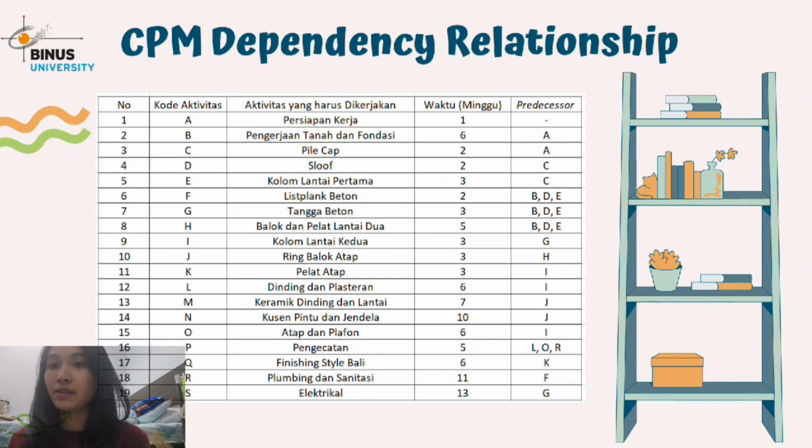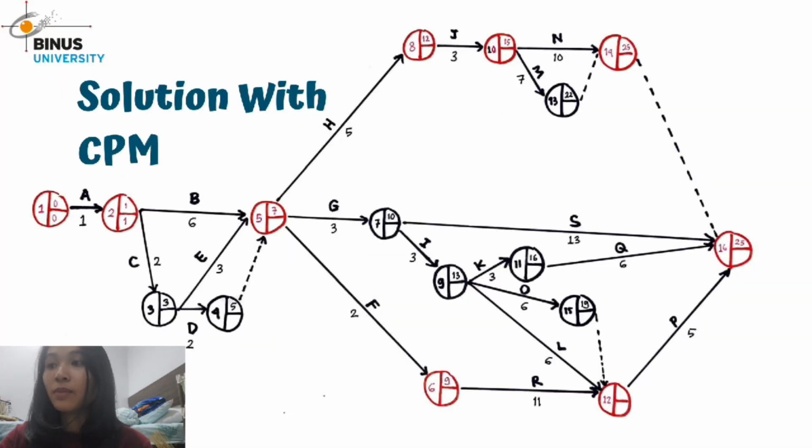So, as we can see from this table, from the data that has been collected, we can create a CPM diagram as in the picture shown next to it. Number 1 represents activity code A with a duration of 1 week, which continues to number 2. B and C are activities that only occur after activity A, so we can make a branch after number 2, as you can see on the diagram.